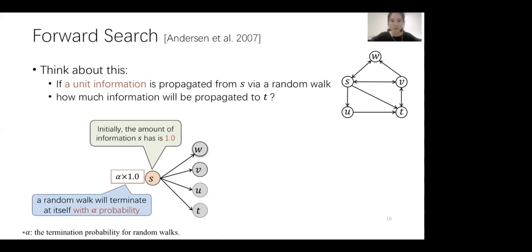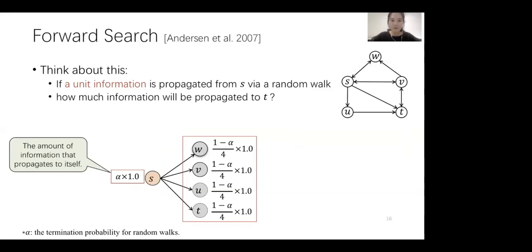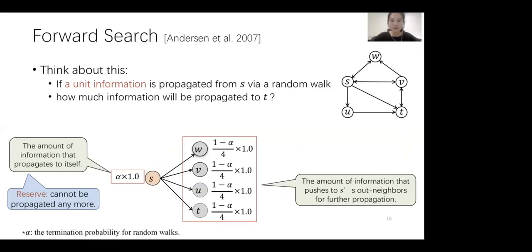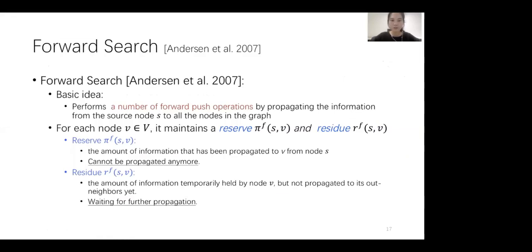And for each of its neighbors, the amount of information they will receive is (1 minus alpha) divided by 4, because a random walk will select 1 of 4 neighbors with probability 1 minus alpha. In forward search, the amount of information propagated to S itself cannot be propagated anymore. It's called reserve. And the amount of information pushed to S's neighbors is for further propagation. So it's called residual. The basic idea of forward search is to perform many push operations by propagating information from the source node to all the nodes in the graph.